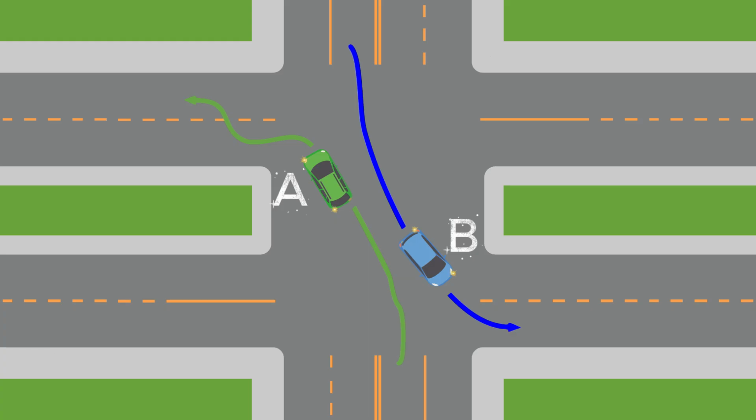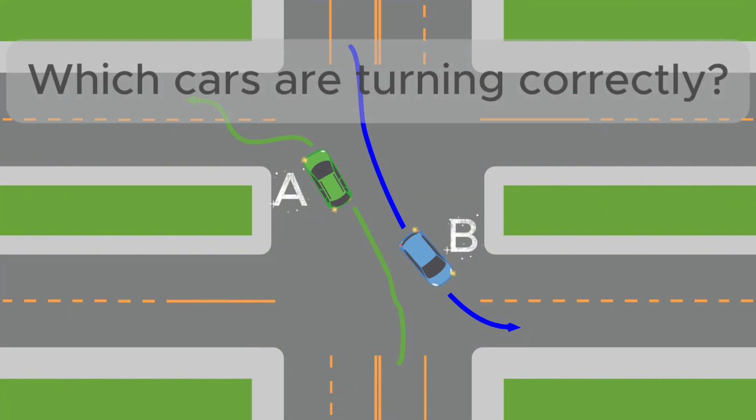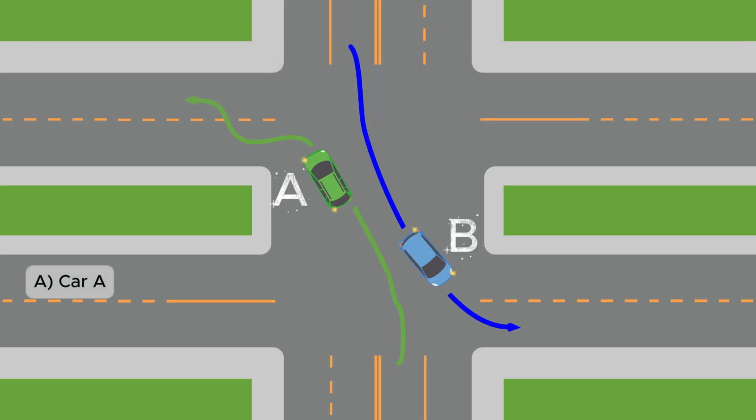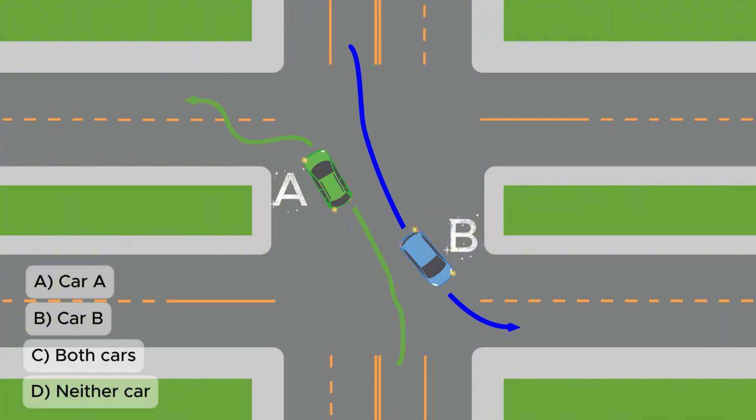Two cars are turning left onto a divided highway. And here's the main question: which cars are turning correctly? Options: A, car A; B, car B; C, both cars; D, neither car. Pause the video, think about it, and write your answer in the comments. I'll set a timer and give you 10 seconds to decide.